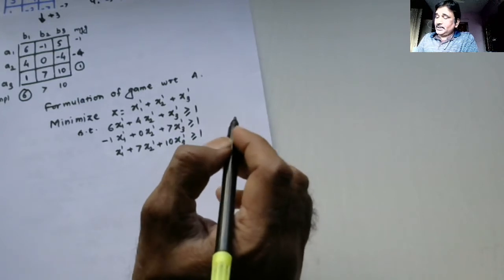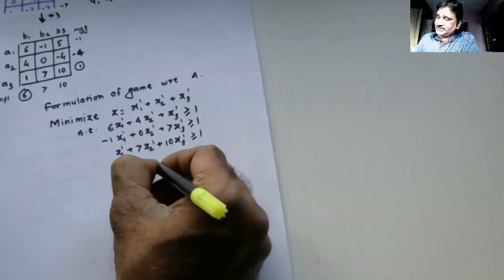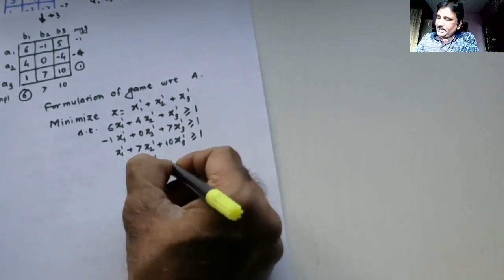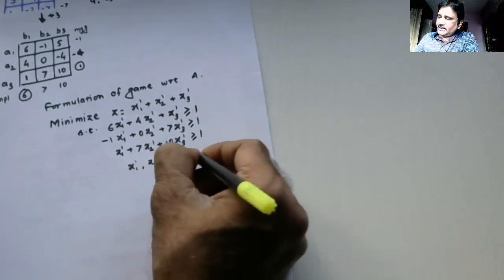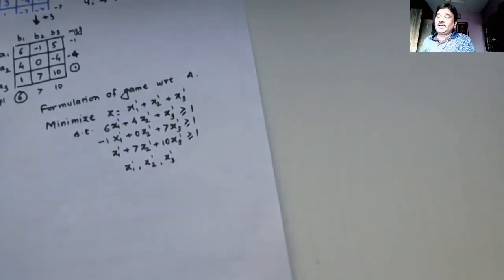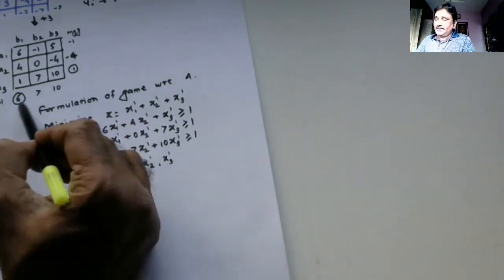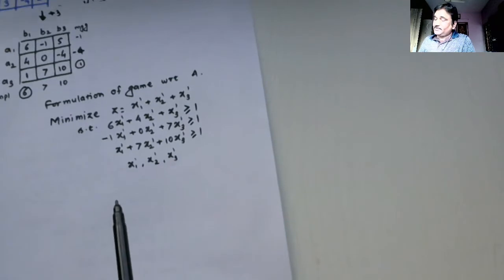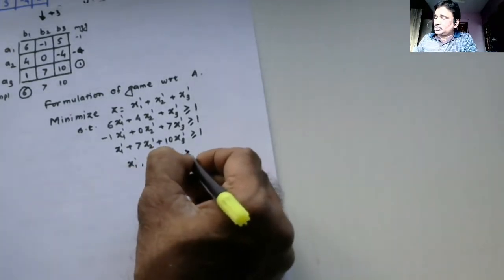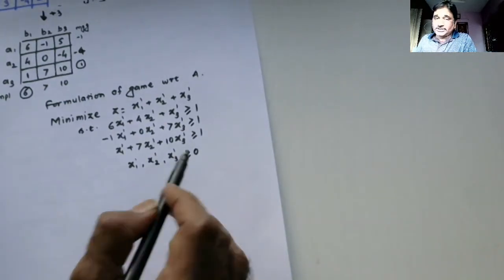Now if you ask, can I write x1 dash, x2 dash, and x3 dash greater than or equal to 0? Yes, you can, because x1 dash is x1 by v. X1 I know will definitely be positive because it is a proportion. V, I have made sure that it will lie between 1 and 6, that means it will also be positive. So all these variables will have positive values.